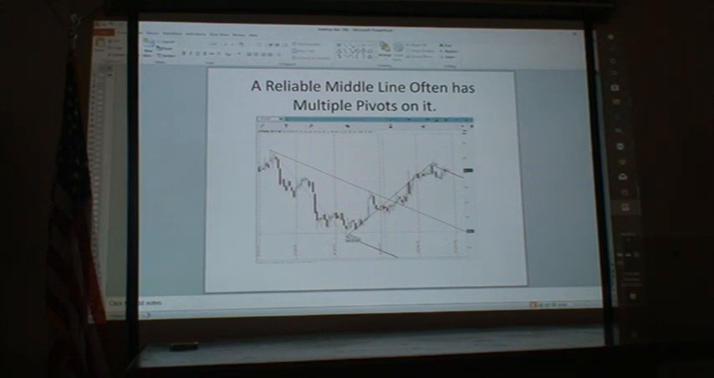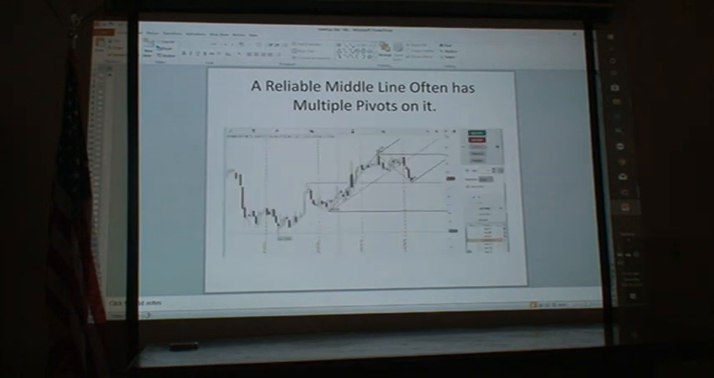Remember, like I said, a reliable median line often has multiple pivots on it. So seeing this much data here, this was a cotton chart recently. Take the high here, high, high, high. Yep, this is probably going to be a reliable median line, so price is going to try to make a stab at going down. Let's see what happened.